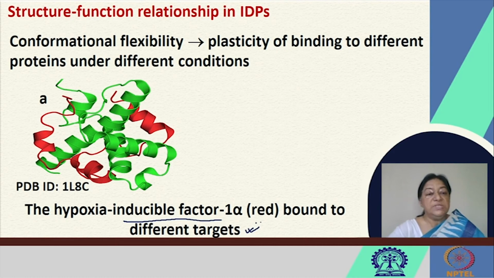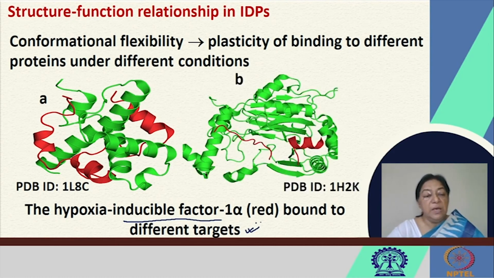So in this case, we see on the left a predominantly high alpha helical structure, whereas here there is a predominant polypeptide chain that shows an unstructured region with a short region showing an alpha helix. So it is the same sequence that is interacting with different proteins under different conditions and adapting to the binding based on the conformational flexibility.